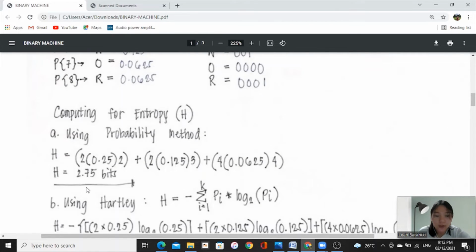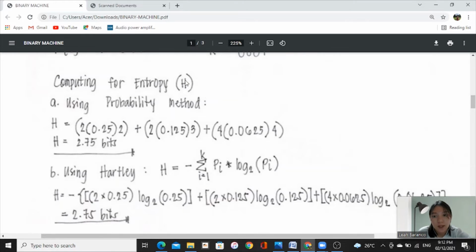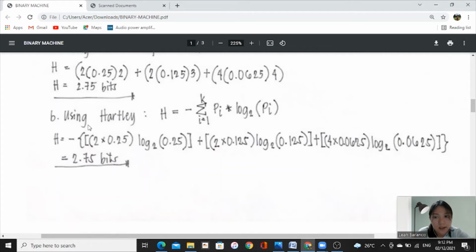And computing for entropy. Entropy is equal to H, which is eta in Greek. So using the probability method, we're going to find the summation of the variables that have a probability of 0.25 and multiply it by the number of bits. So we have here a total of 2.75 bits. In using the Hartley method, H equals the negative summation of probability times log base 2 of the probability.